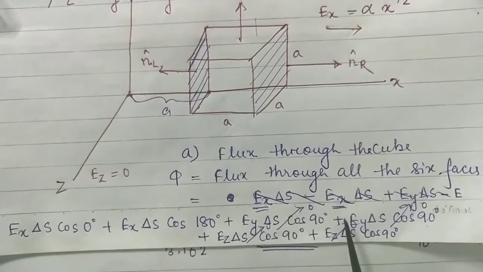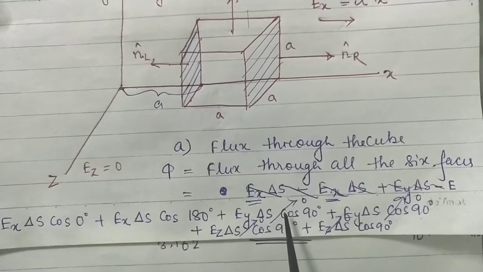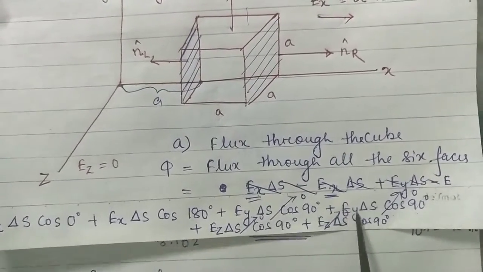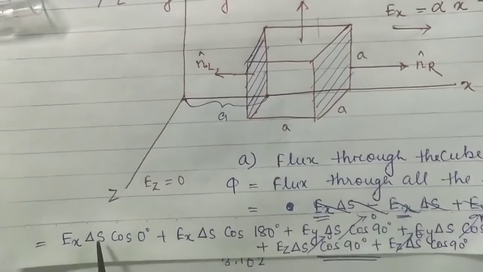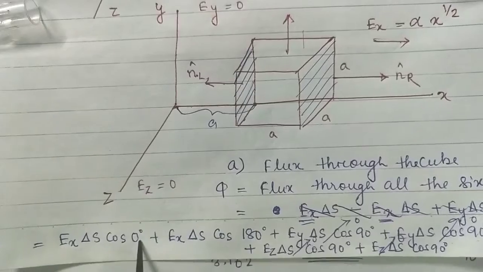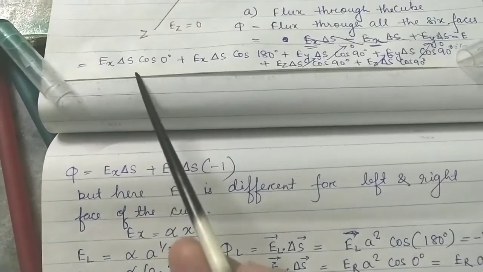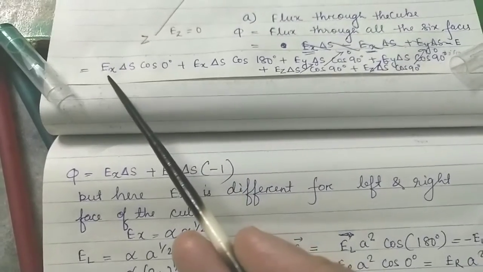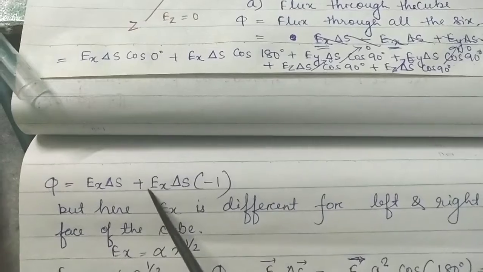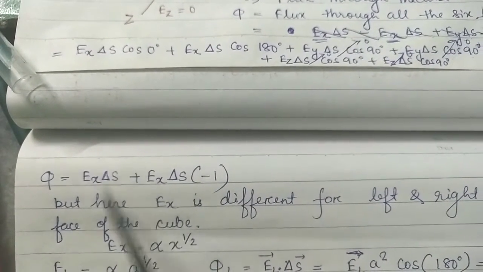Now we'll see what the value of cos 90 is. Cos 90 equal to 0. So as cos 90 equal to 0, 4 terms out of these 6 terms will be equal to 0, that is 1, 2, 3, 4, these 4 terms. We are left with only 2, that is along the x axis: Ex del S cos 0 and Ex del S cos 180. Good. Then the next step: what is the value of cos 0? Cos 0 equal to 1 and cos 180 equal to minus 1. So students, here do not cancel it out.